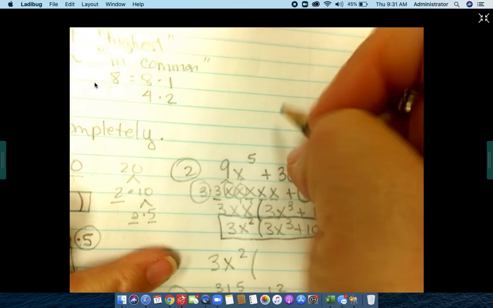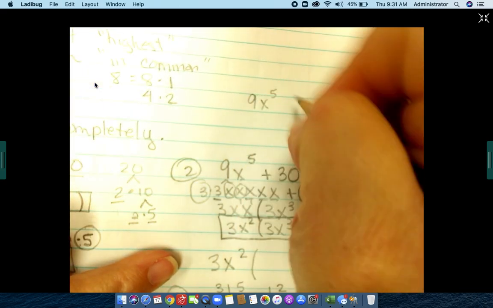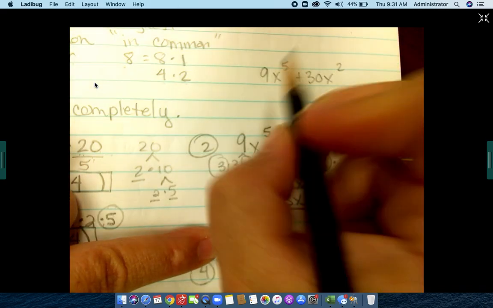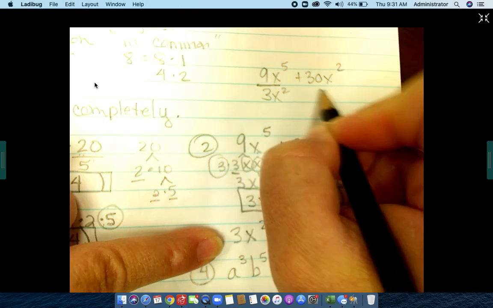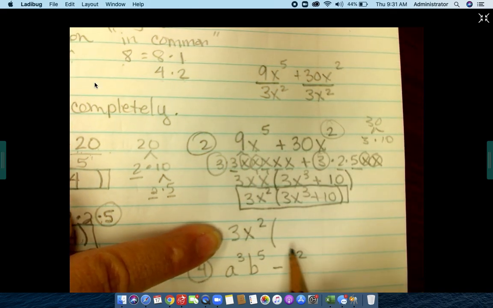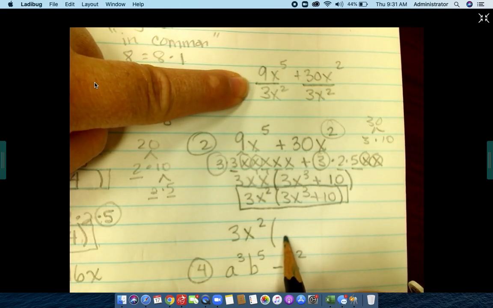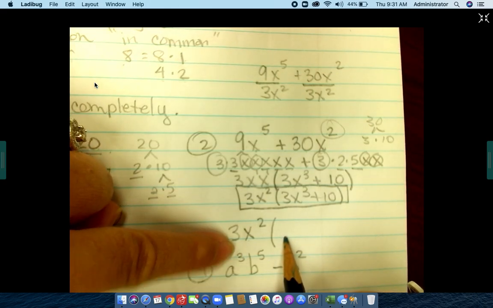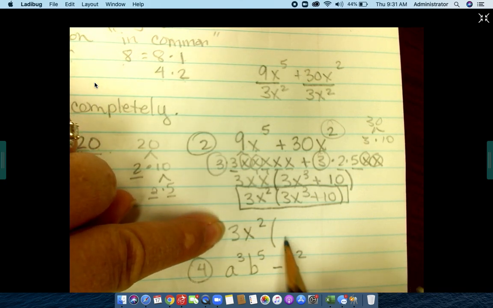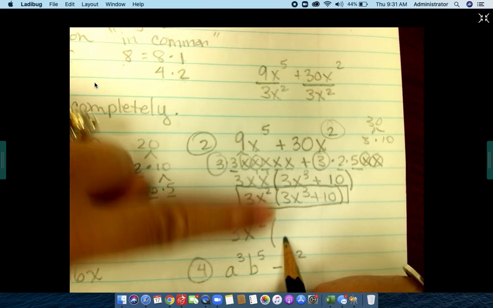So I'm kind of out of room here, so I'm just going to come up here. And if I have 9x to the 5th plus 30x squared, and I say that they have 3x squared in common, some students can do it visually. I like to write it out for students until they catch on. What goes in parentheses is what you get when you divide out, because we're taking this statement that's already been multiplied and we're rewriting it as a product of two things. So we can divide it out to figure out what goes in parentheses.